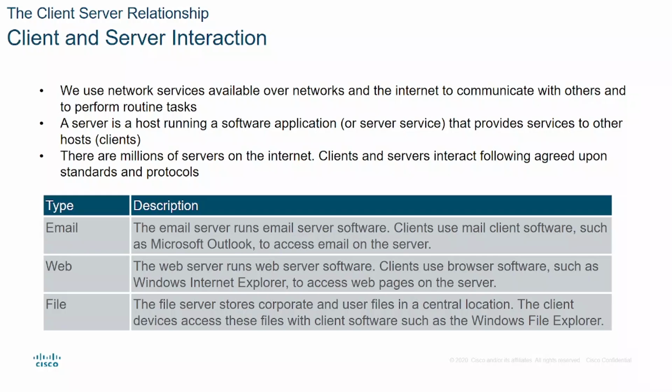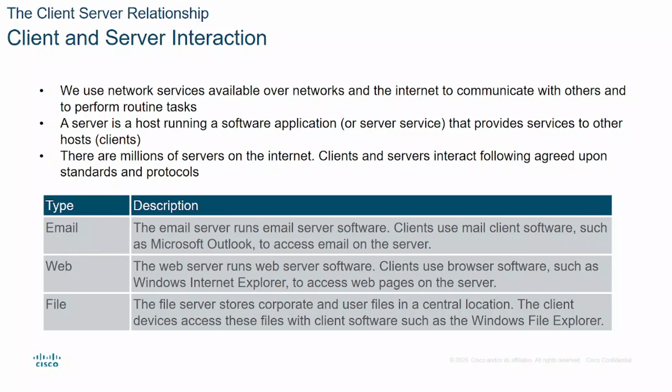So look at the server and client relationship. We use network services available over the network and internet to communicate with each other. The server is a host running a software application, which can be regarded as the service that server is running. There are millions of servers on the internet, and clients and servers interact following agreed upon standards and protocols. Take note that a server can run different services.